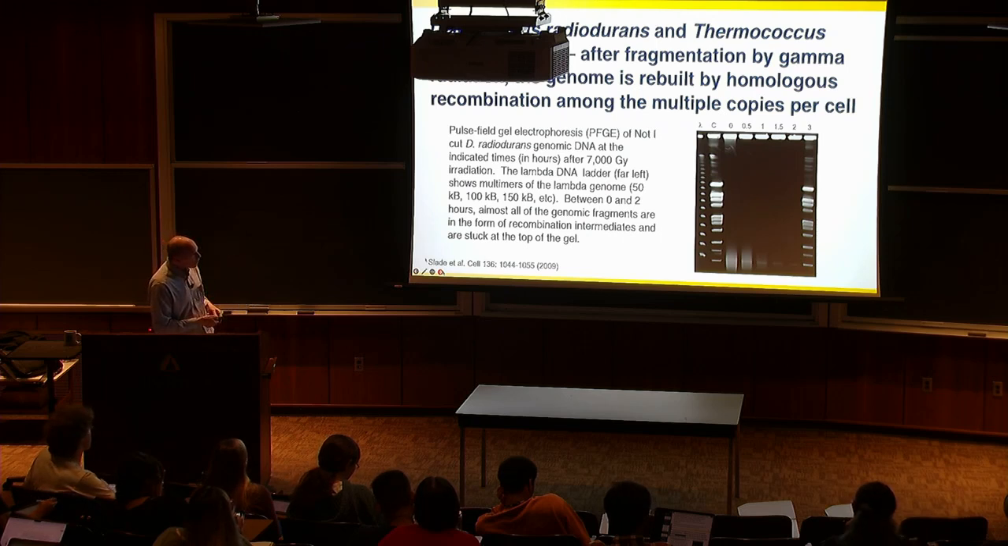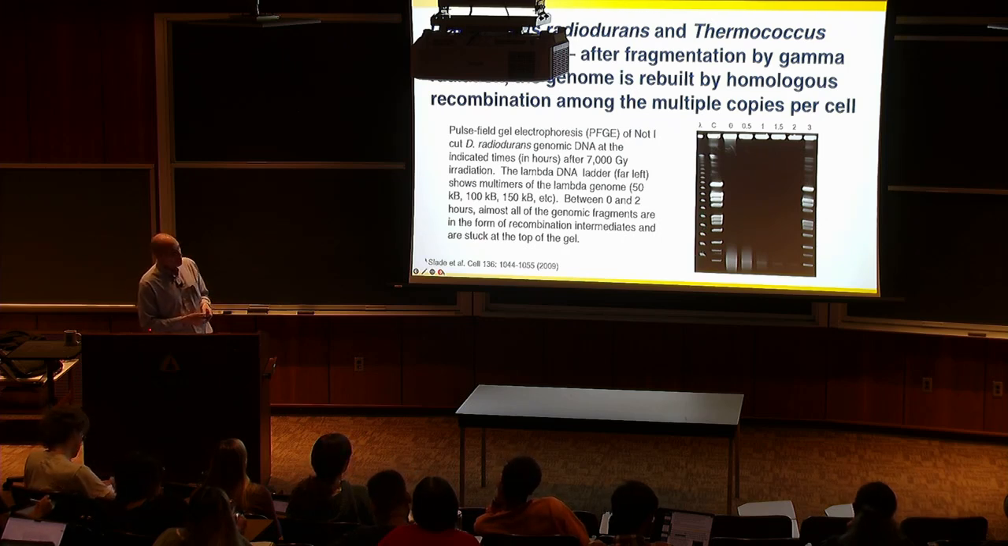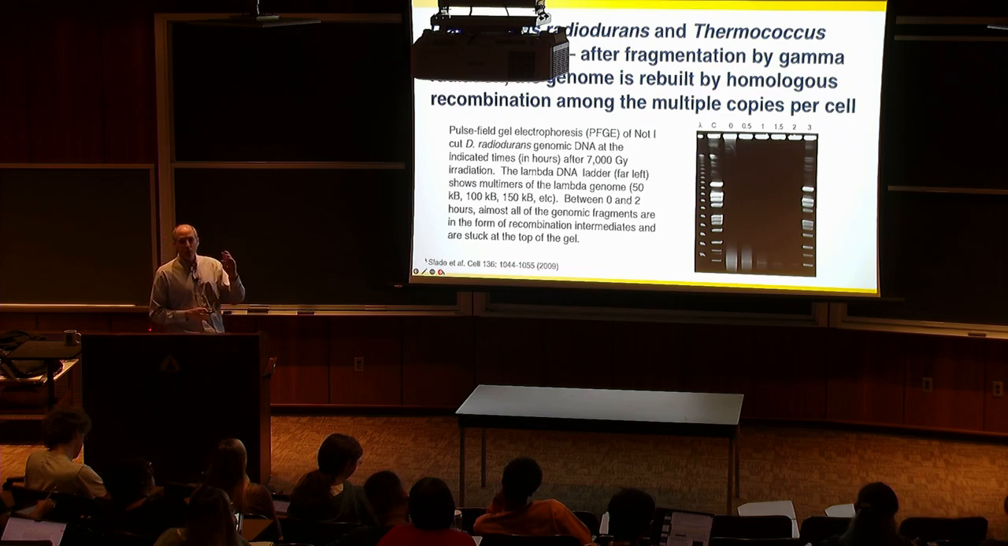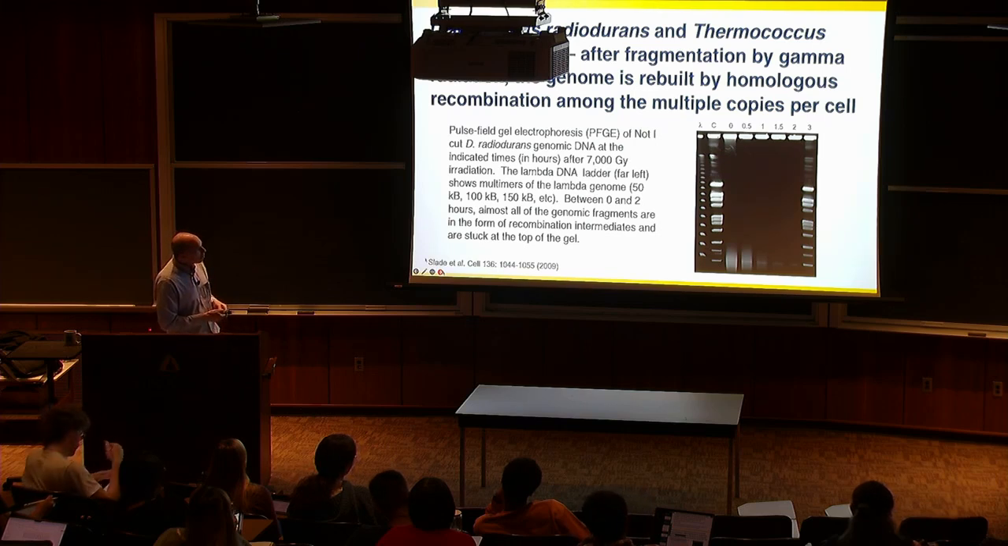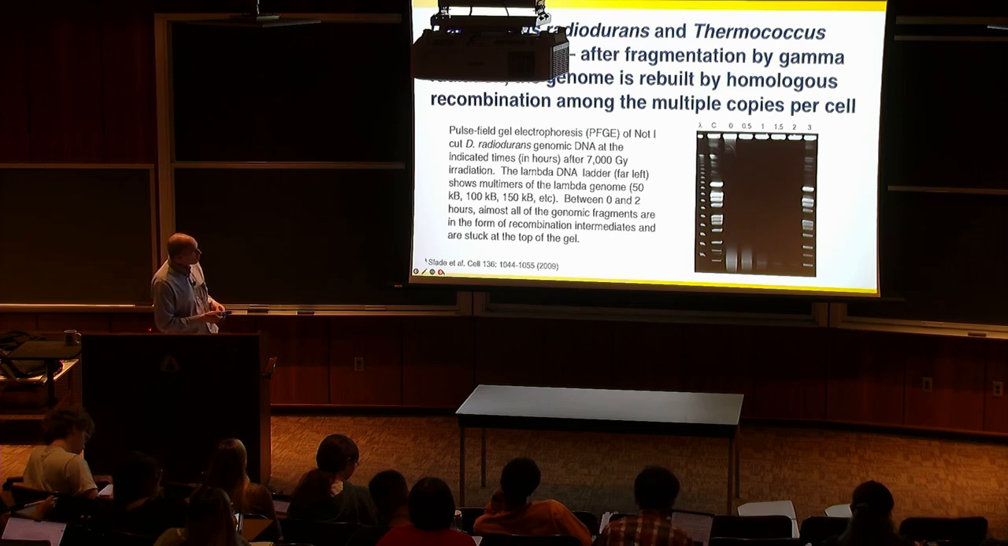So the size standard that you see here, this isn't your usual size standard. These are lambda multimers. Lambda is 50,000 bases. So this is 50,000, 100,000, 150,000, 200,000, and so on. You can separate up to about 1 million bases in length. And this is the Deinococcus radiodurans genome, the whole bacterial genome, cut with a restriction enzyme, one that cuts very infrequently, recognizes 8 bases. And here are the fragments of the normal genome separated on this gel. There are about 10 of them.